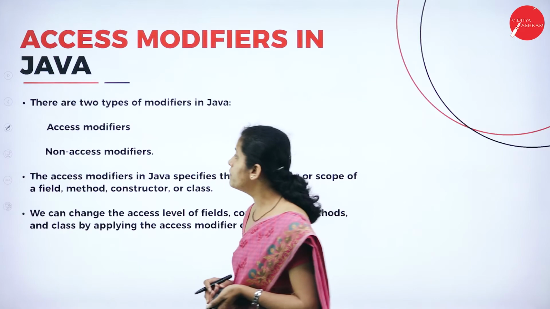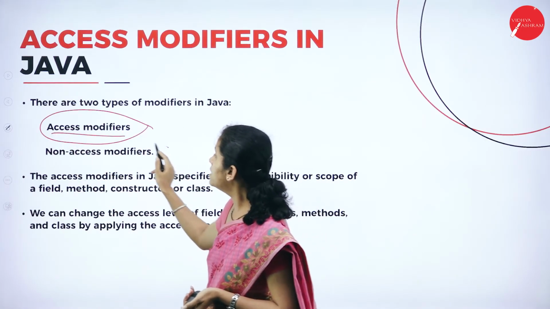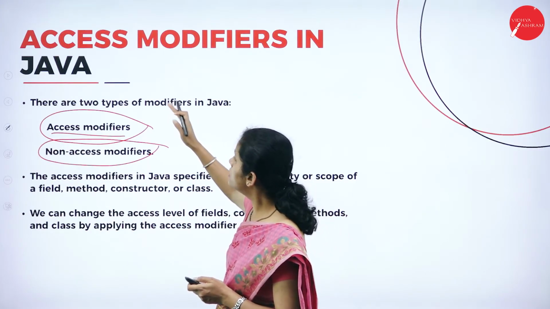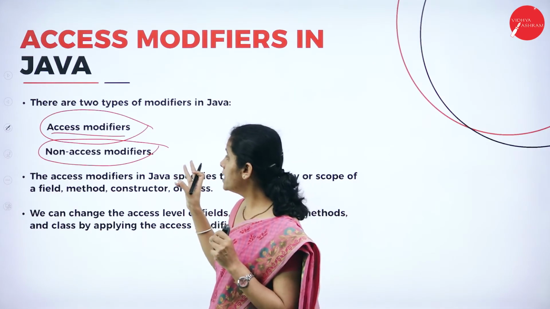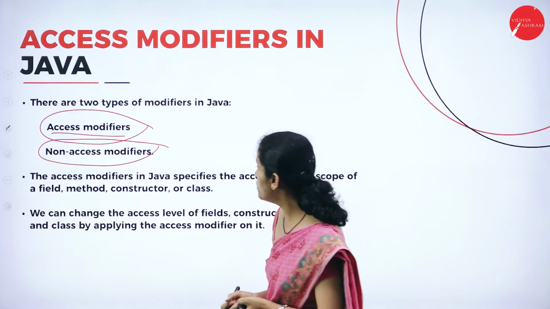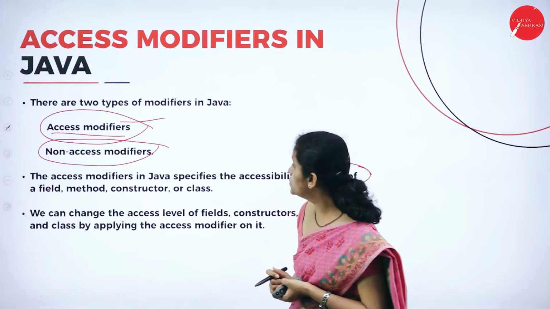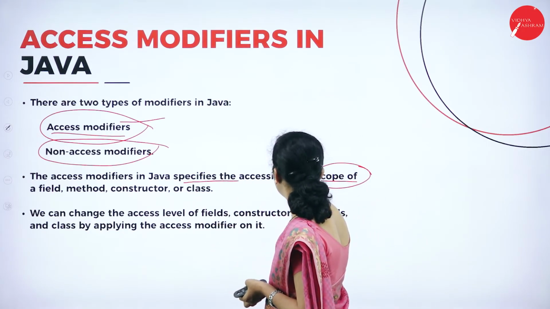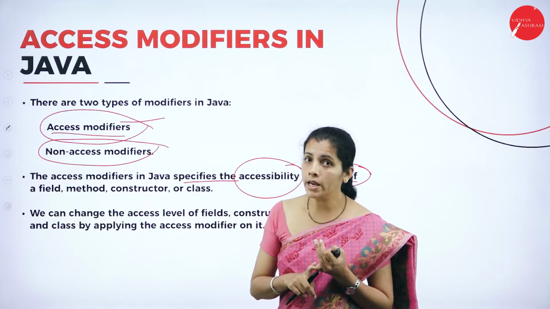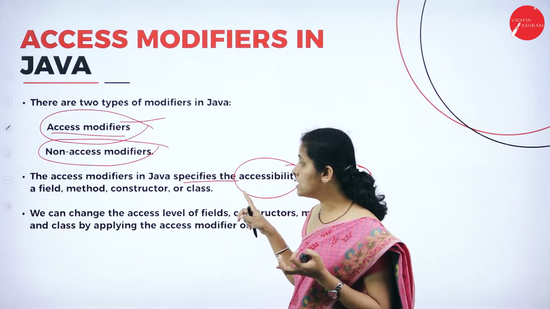There are two types of modifiers, that is access modifier and non-access modifier. That means in modifiers, we are having two types: access modifier and non-access modifier. Let's see what is an access modifier. Here access modifiers are used to specify the accessibility or scope of variables, methods, constructors as well as classes.